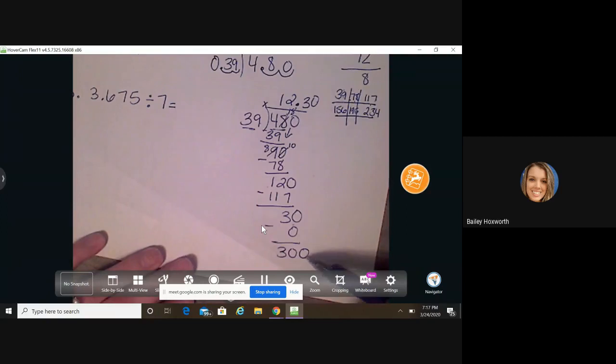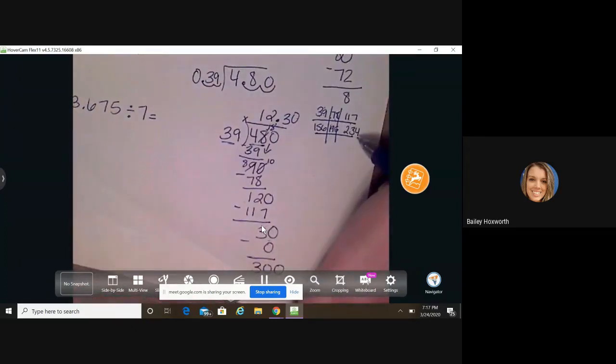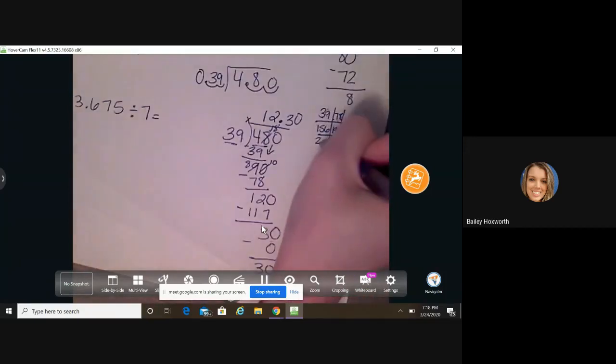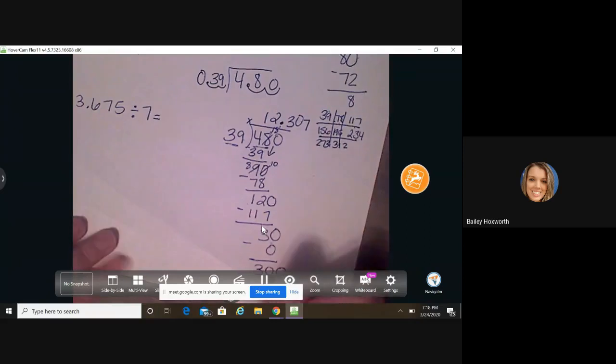So 300 can be divided by 39 how many times? So our multiples don't go out that far. So let's take a look. I got 234 plus 39, 273, plus 39, 312. 312 is too big, so it can go in there 1, 2, 3, 4, 5, 6, 7 times. And 7 times 39 is 273. And when I subtract, I'm left with 27.